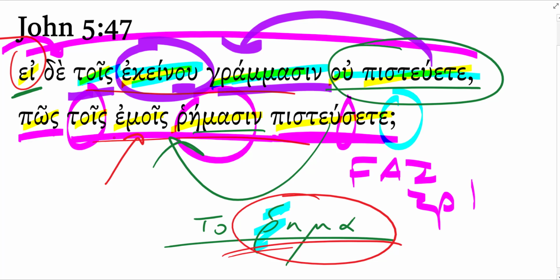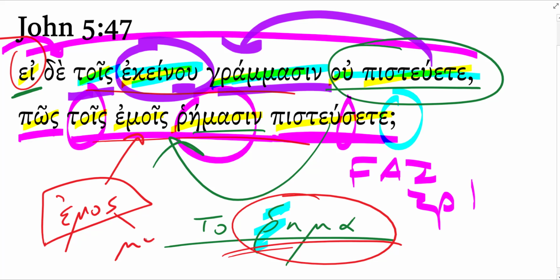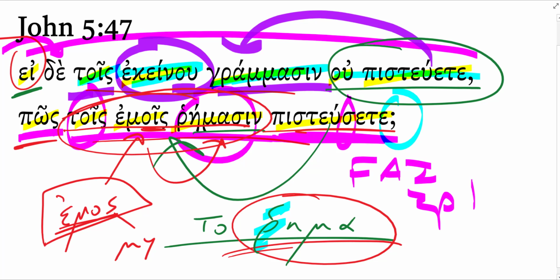And then this word emois, don't be thrown off by that. That is an adjective. That is the pronominal adjective. The lexical form of that is emos, meaning my. So it's an adjective, so it changes spelling to match the case, number, and gender of the noun that it's modifying. So my words. How will you believe my words?